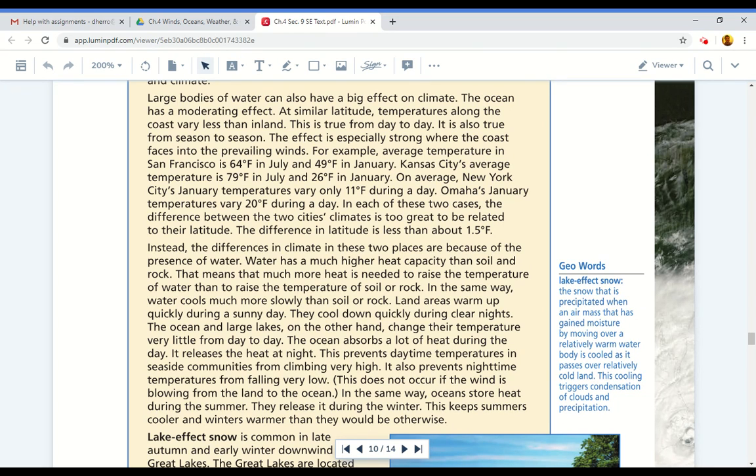The ocean has a moderating effect. At similar latitude, temperatures along the coast vary less than inland. This is true from day to day. It is also true from season to season. The effect is especially strong where the coast faces into the prevailing winds. For example, average temperature in San Francisco is 64 degrees Fahrenheit in July and 49 degrees Fahrenheit in January. Kansas City's average temperature is 79 degrees Fahrenheit in July and 26 degrees Fahrenheit in January.